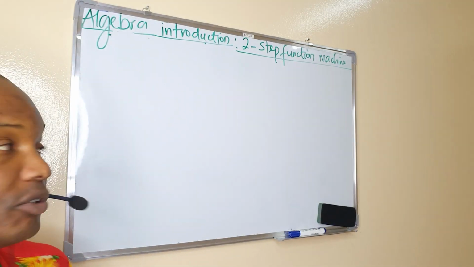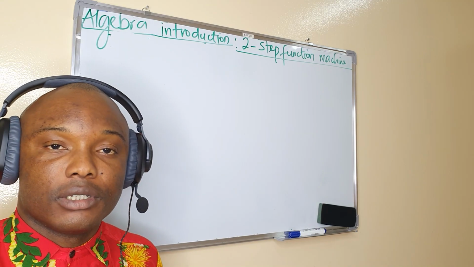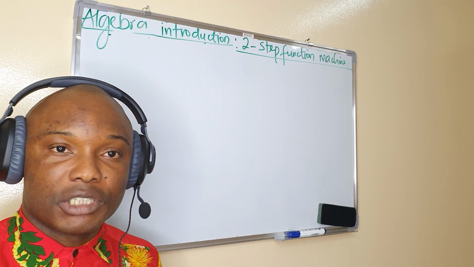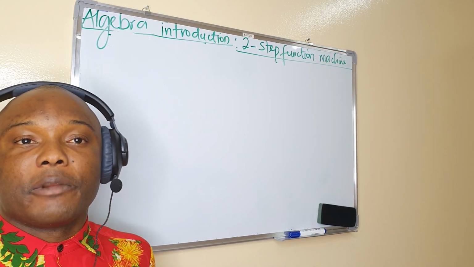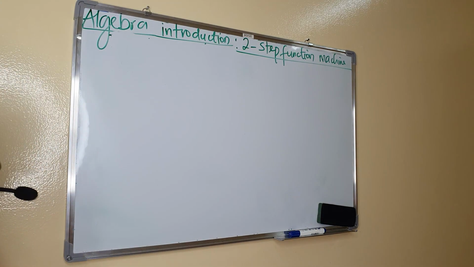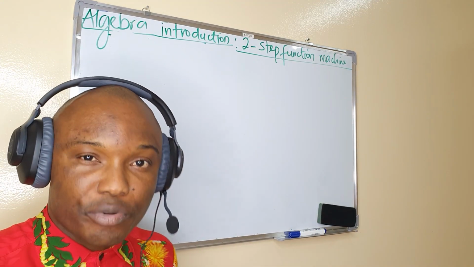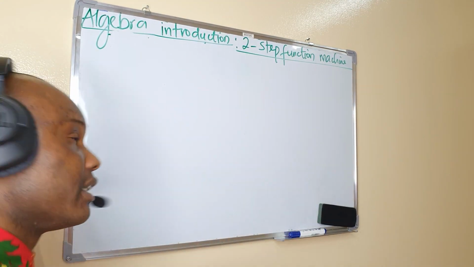The major difference between a one-step function machine and a two-step function machine is that in a one-step function machine, there is only one operation happening at the process stage. While in a two-step function machine, in the process stage, there are usually two operations going on. Let me give you an example.